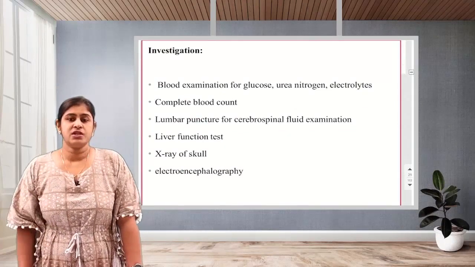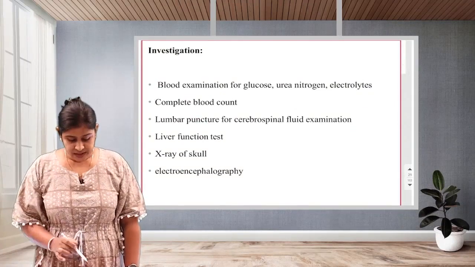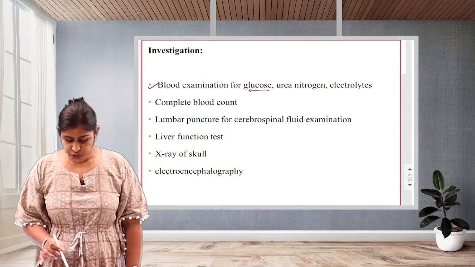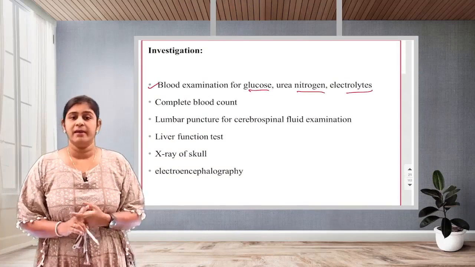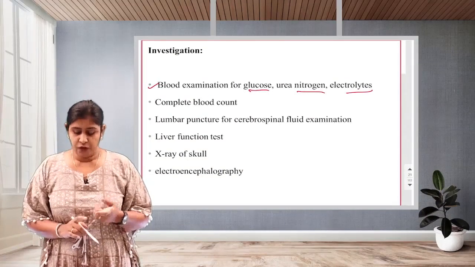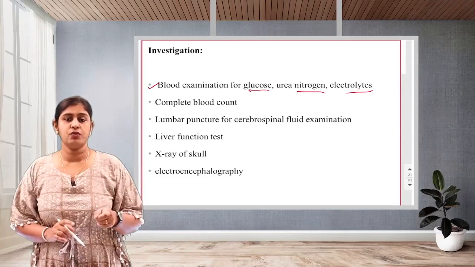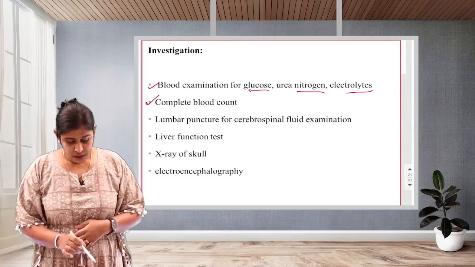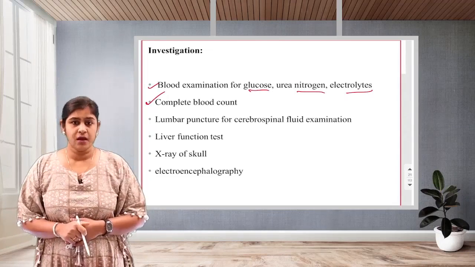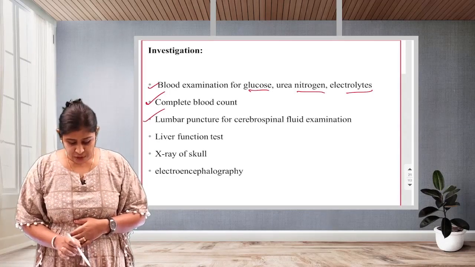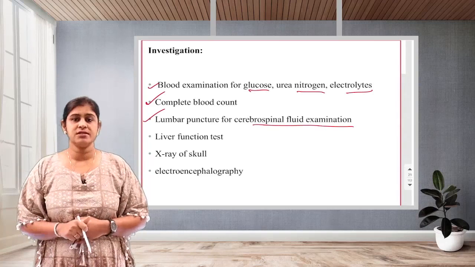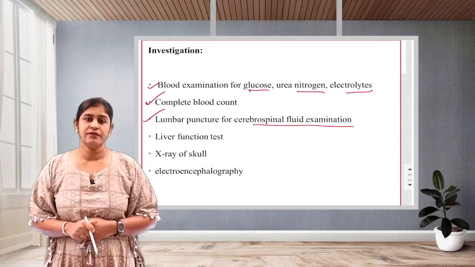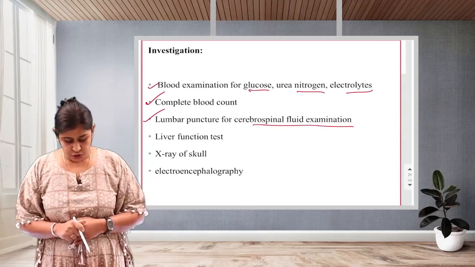So what are the investigations for unconsciousness? First is blood examinations for glucose, urea nitrogen and electrolytes, to check the glucose level, urea nitrogen level and the electrolyte level. A complete blood count, that is a CBC, should be done. Lumbar puncture can be done for cerebrospinal fluid examination.